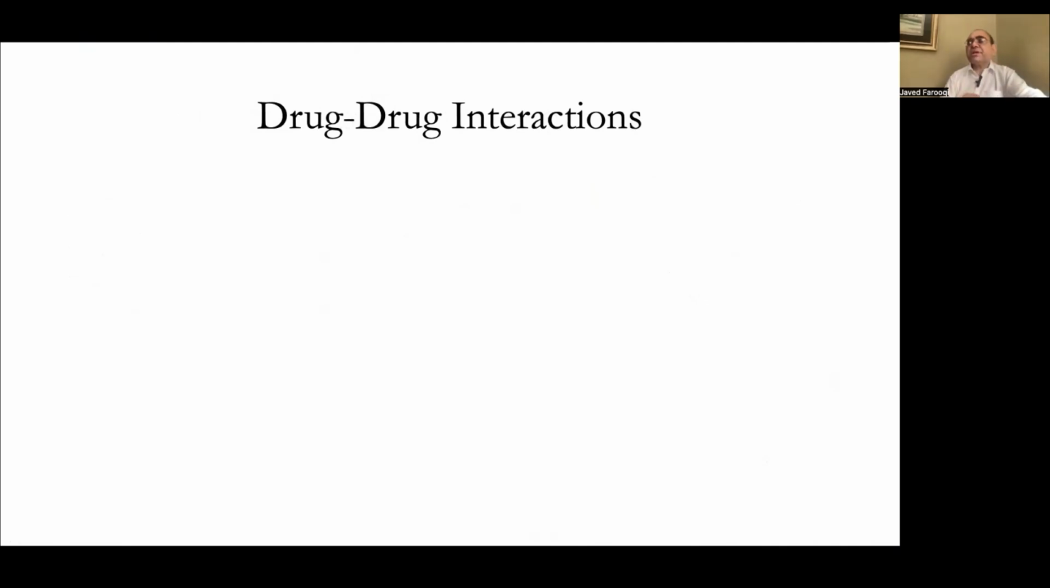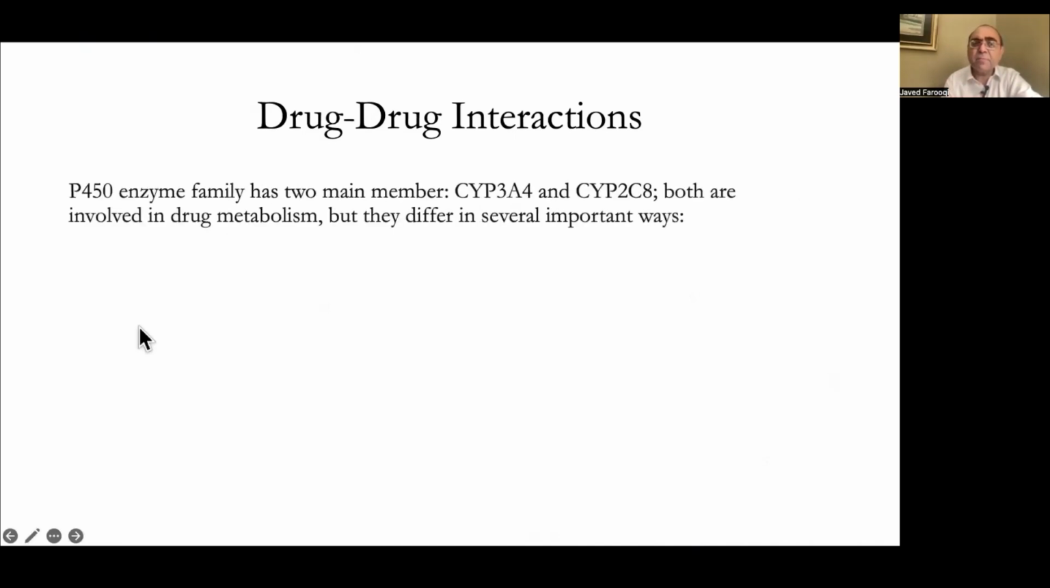What about drug-drug interactions? It's a very important topic. When you prescribe resmetirom to your patients, you should be aware of this. Just a few words about the P450 enzyme. The P450 enzyme family has two main members, CYP3A4 and CYP2C8. Both are involved in drug metabolism, but they differ in several important ways.